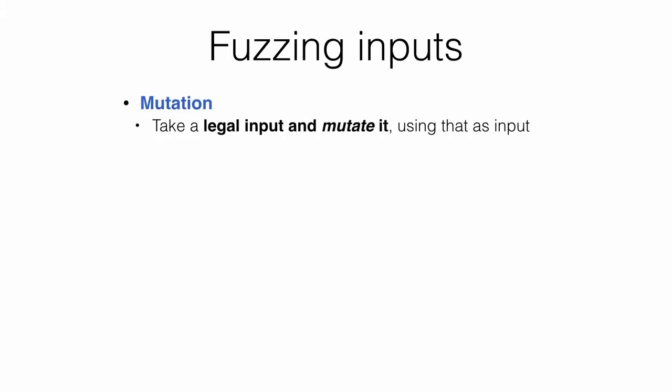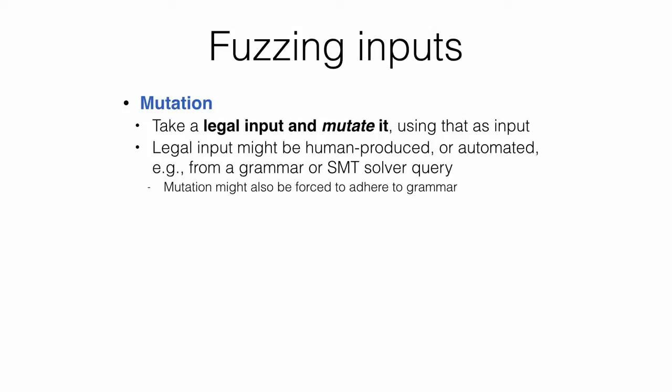There are different ways that fuzzing tools generate inputs to pass to the target program. The most common way is by mutation. In this case, the fuzzer takes a legal input provided by the operator and mutates it, using that as an input instead. Such legal inputs might be human-produced or automated, for example from a grammar or SMT solver query. The mutation might also be forced to adhere to a grammar. Legal inputs are often borrowed from legitimate functional tests.